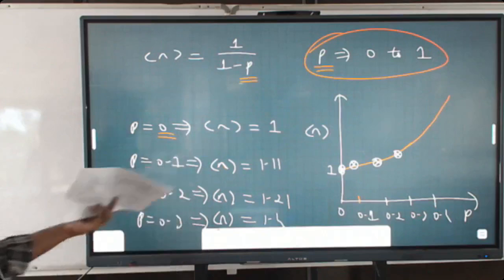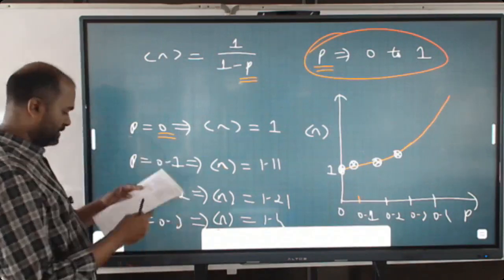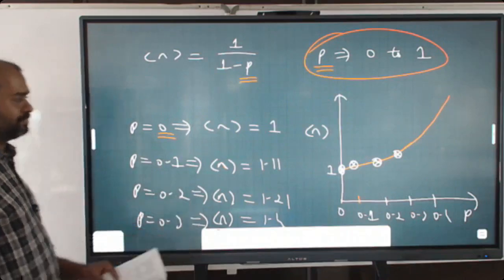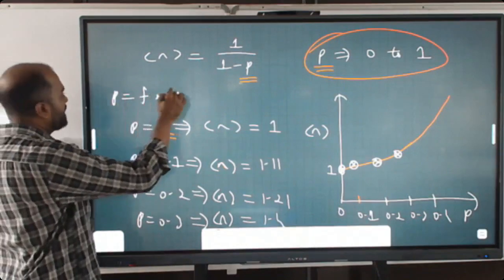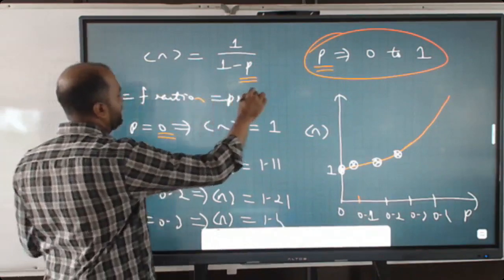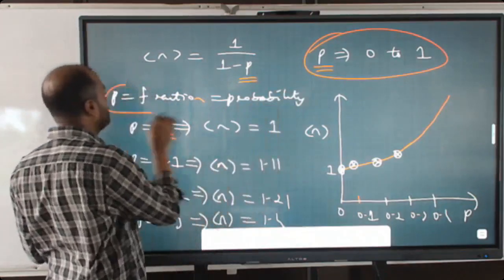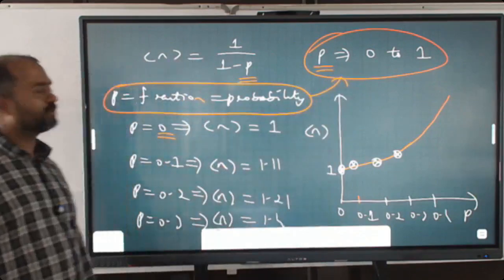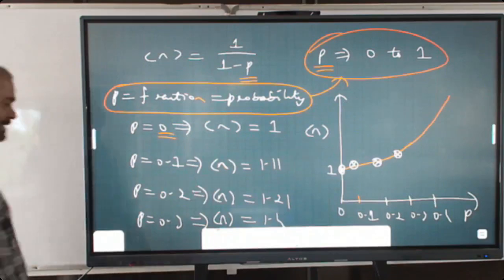Gradually increasing. Which graph has the same shape? ഇതേ ഷേപ്പ് ഉള്ള ഗ്രാഫ് ഏതാന്ന് നോക്കിയാൽ മതി. Option C graph has the same shape. So P is a fraction or probability. P എന്ന് പറഞ്ഞാൽ ഒന്നേ ഫ്രാക്ഷൻ ആയിട്ട് കൺസിഡർ ചെയ്യും. Otherwise you can consider that as probability. So the value of P will be between 0 to 1. So the answer is option C. Option C is the correct answer.